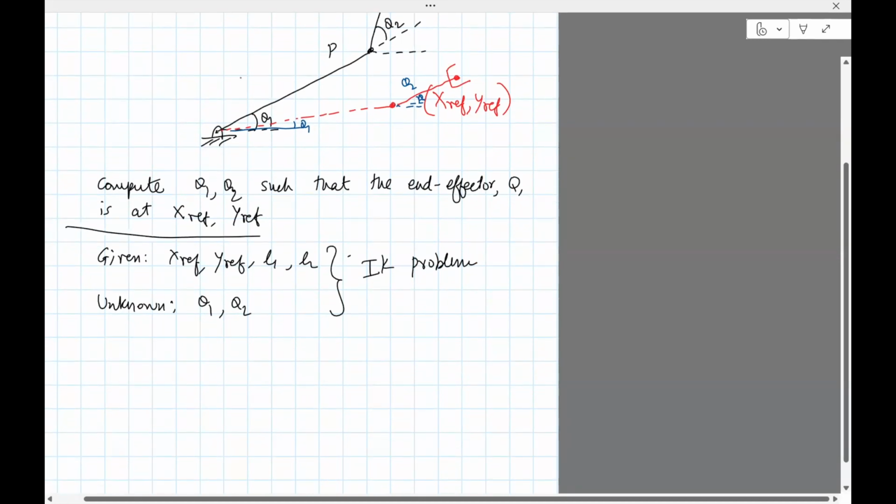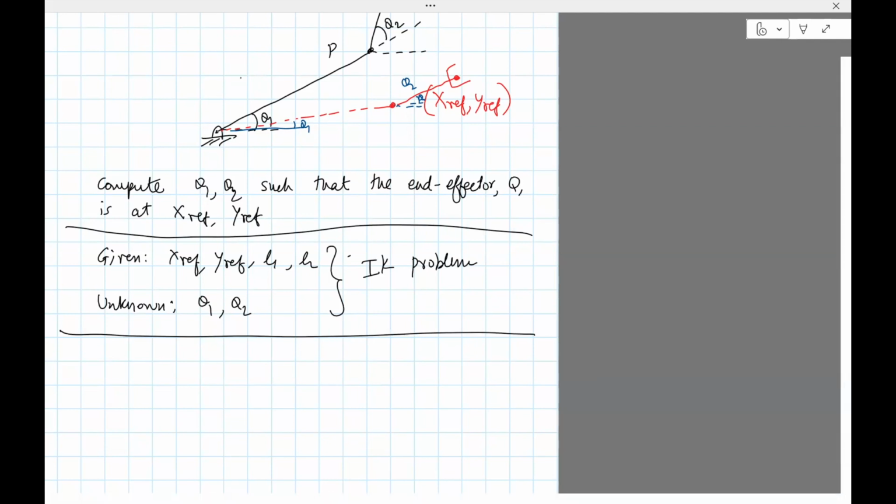So let's think of this. How would you do this without resorting to numerics? We know the position of Q. It was L1 cosine theta 1 plus L2 cosine theta 1 plus theta 2. And then there was a Y component. And I want to place them at X ref and Y ref.